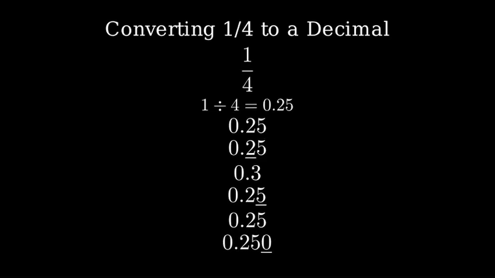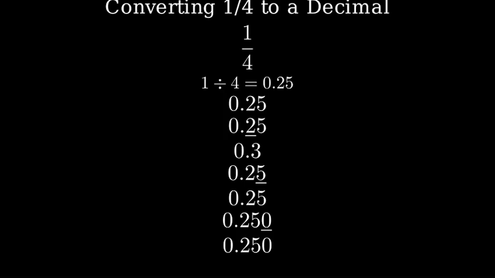Finally, let's round to the thousandths place. The thousandths place is the third digit after the decimal point. In this case, there is no digit in the thousandths place, so we can consider it as a 0. Since 0 is less than 5, we don't round up. So 0.25 rounded to the thousandths place is also 0.250.